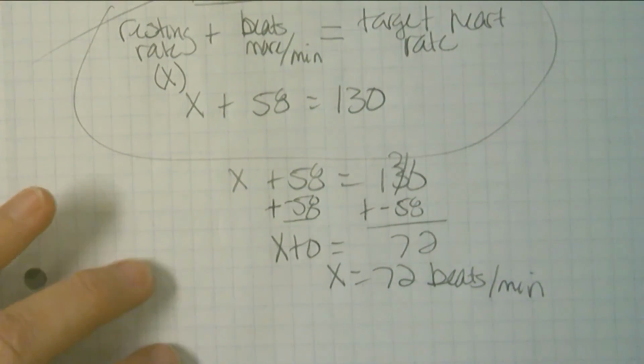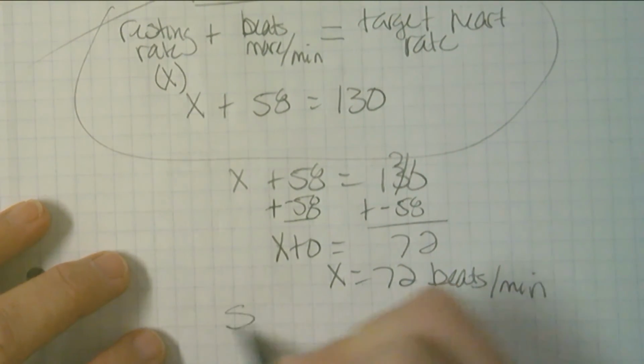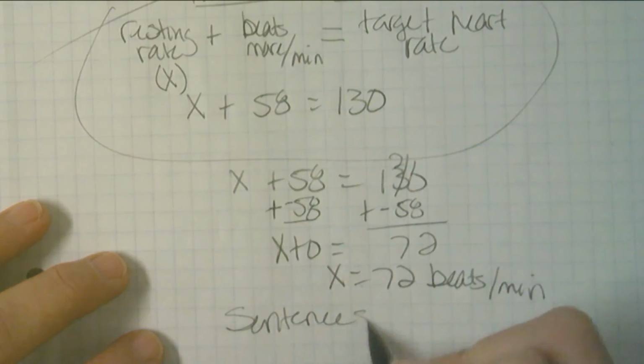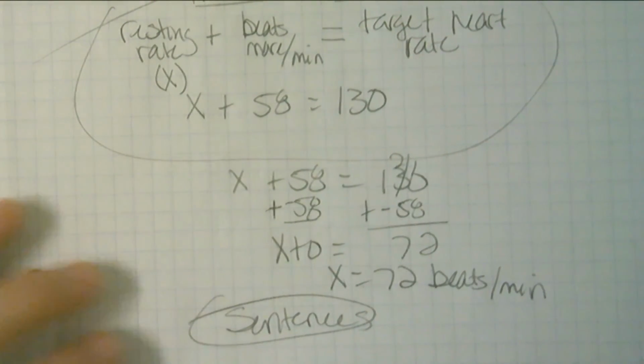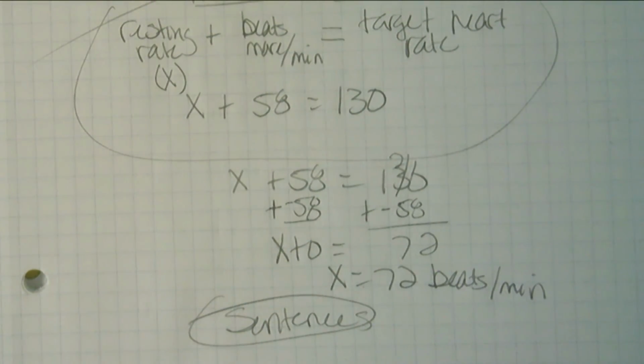All right, we are running out of time, so you need a sentence that goes with that. Don't forget to write your sentence. Resting heart rate is 72 beats per minute, something like that. You guys cool? All right, you guys can go.